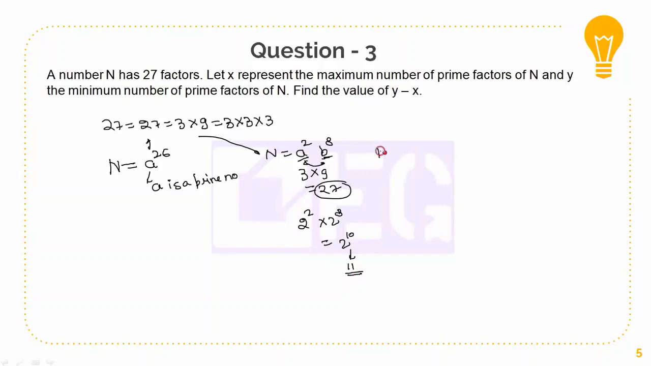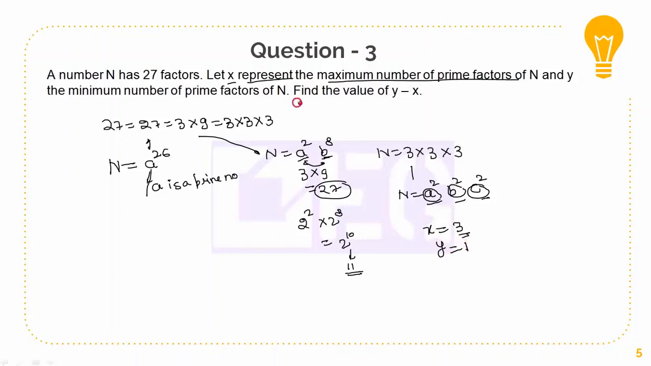Next, n is in the form of 3 into 3 into 3. That means the number will be in the form a square, b square and c square, where a, b and c are different primes. Now, x is the maximum number of prime factors of n, which means 3 prime factors, so x is equal to 3. And y is the minimum number of prime factors, which means 1, so y is equal to 1. Then y minus x is 1 minus 3, which is equal to minus 2.